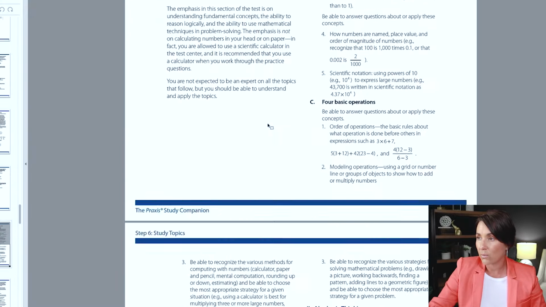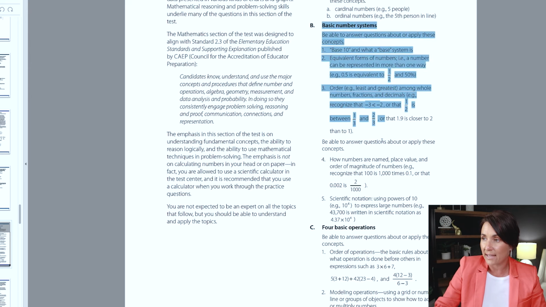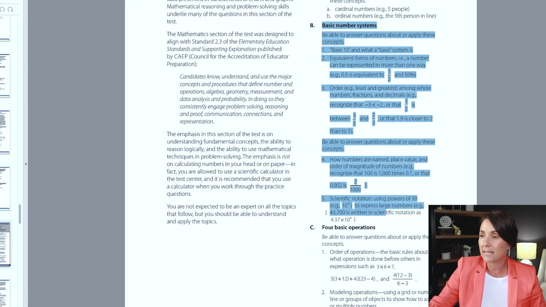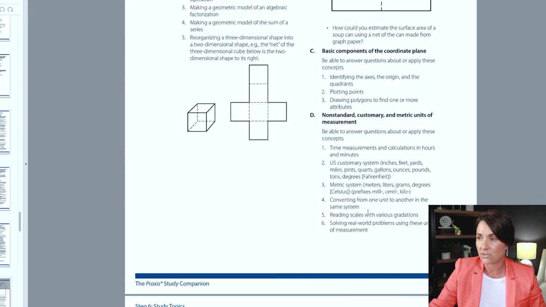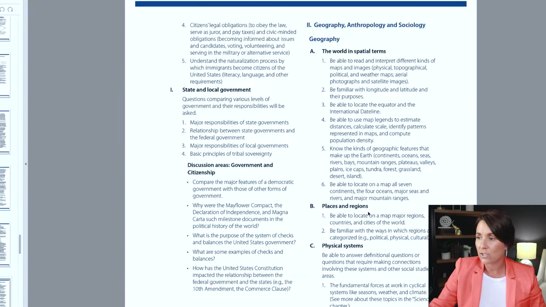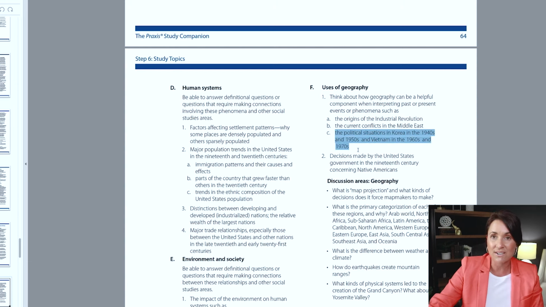Scrolling down some more, we've got basic number systems. Here they lay it out for you, what that looks like in math. I mean, you couldn't ask for a more specific test specification. It's fantastic. And then you get into geography and social studies here. Great topics. Look at here how specific it is. Uses of geography. And then it has the political situations in Korea in the 1940s and 50s and Vietnam in the 1960s. I mean, that could come up on the test. That's how specific this is.